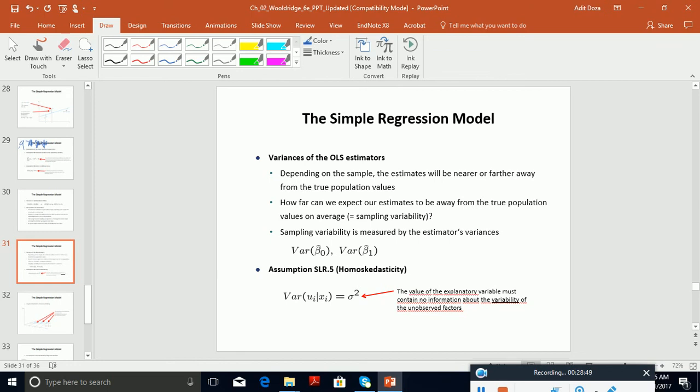And assumption number 5 is homoscedasticity, right? The value of the explanatory variable must contain no information about the variability of the unobserved factors. Not only does it not contain information about the unobserved factors, but it also should not contain any information about the variability of the unobserved factors. So the variance basically should be constant, like sigma squared. Otherwise, we cannot do an OLS regression.